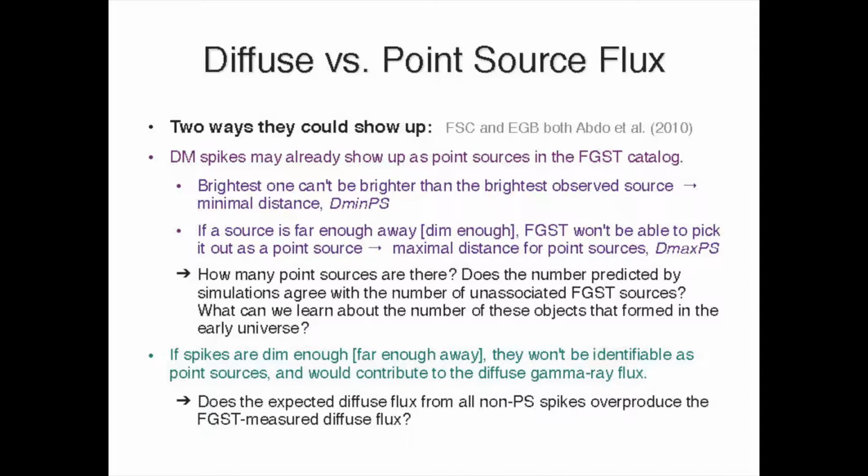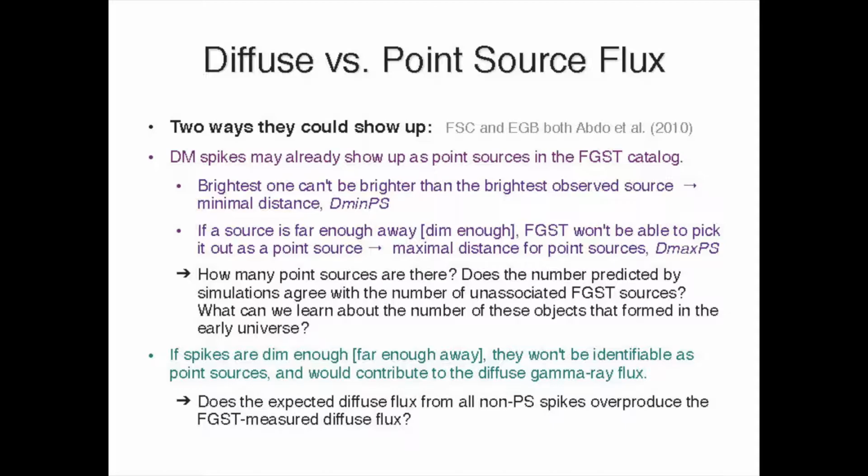And if the source is far enough away, so if it's dim, then Fermi wouldn't have been able to see it as a point source, and so basically that defines a maximal distance for point sources. So all point sources in the catalog have to be located between the minimal distance and the maximal distance. So you can ask how many point sources are there? Do we predict the right number? Are they somehow related to the unassociated FGST sources? And what can we learn about the number of objects that formed in the early universe from looking at those?